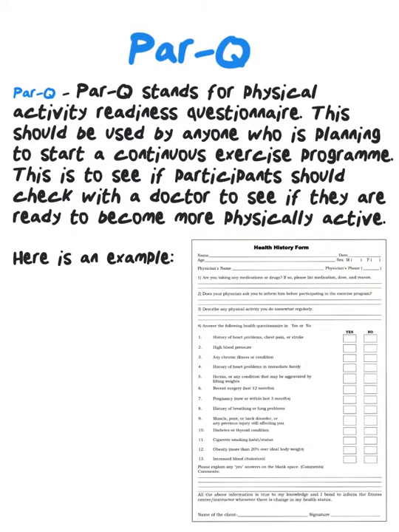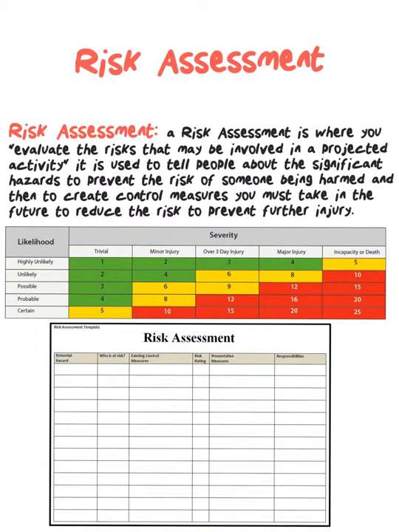Risk assessment. A risk assessment is where you evaluate the risks that may be involved in a projected activity. It is used to tell people about the significant hazards, to prevent the risk of someone being harmed, and then to create control measures you must take in the future to reduce the risk to prevent further injury. Below is a chart for the likelihood and severity of a risk and a risk assessment itself.